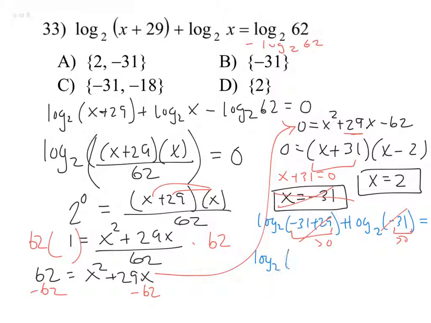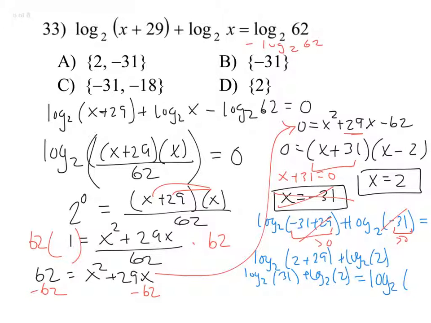And then I'm going to check on x equals 2 and see if that's okay. So log base 2 on 2 plus 29 plus log base 2 on 2. So that gives me log base 2 on 31 plus log base 2 on 2. I'm going to use that multiplication property that says when I have two logs that are added together, I can just multiply them. So that's going to give me log base 2 on 62, which is what's on the other side of the equal sign. So that does make the equation true.